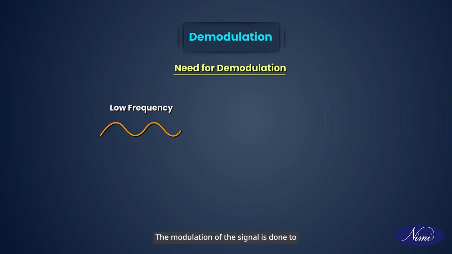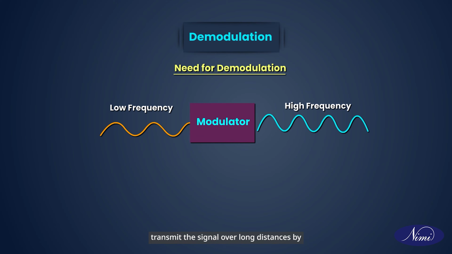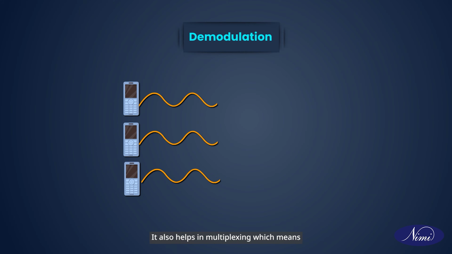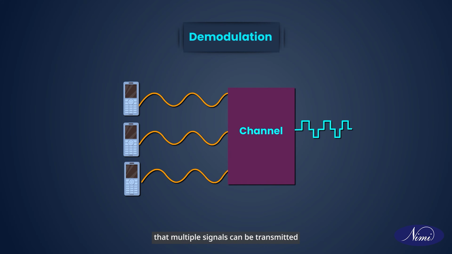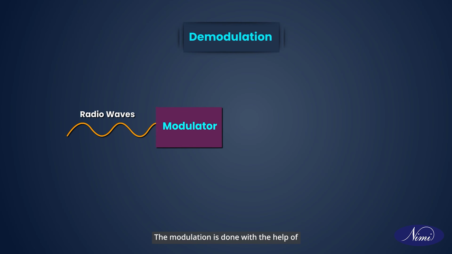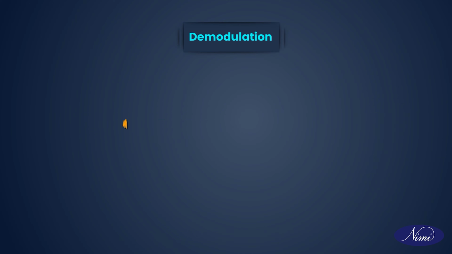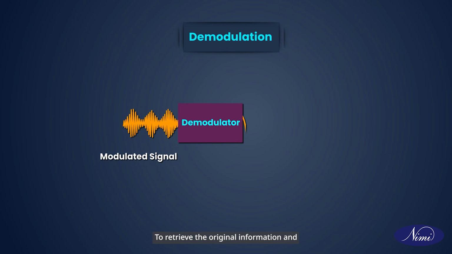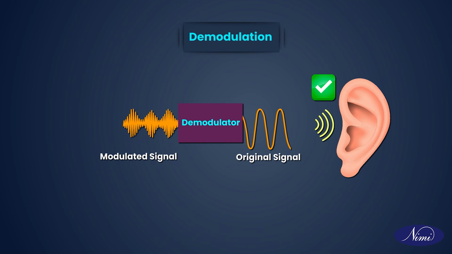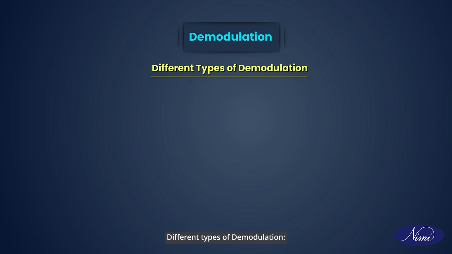The modulation of the signal is done to transmit the signal over long distances by decreasing the bandwidth requirements. It also helps in multiplexing, which means that multiple signals can be transmitted over a single channel, resulting in efficient use of the spectrum. The modulation is done with the help of radio frequency, which is outside the audible range of the human ear. To retrieve the original information and make it in the audible range for humans, the demodulation process is required.